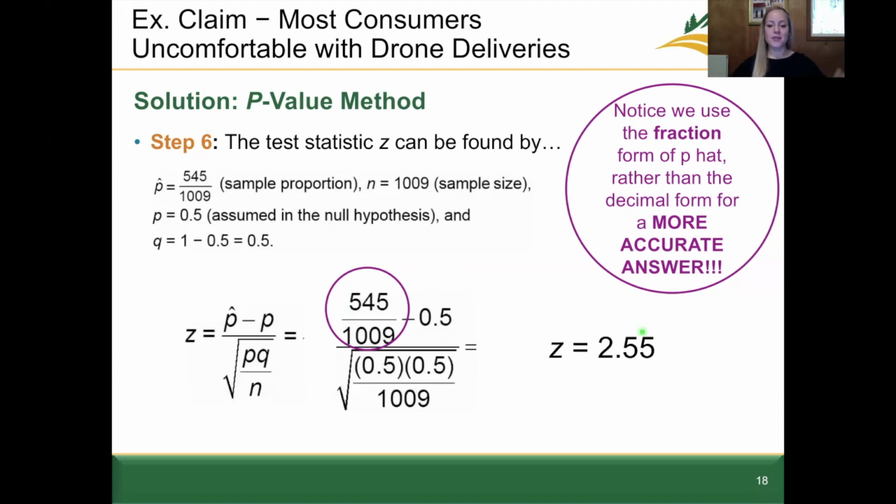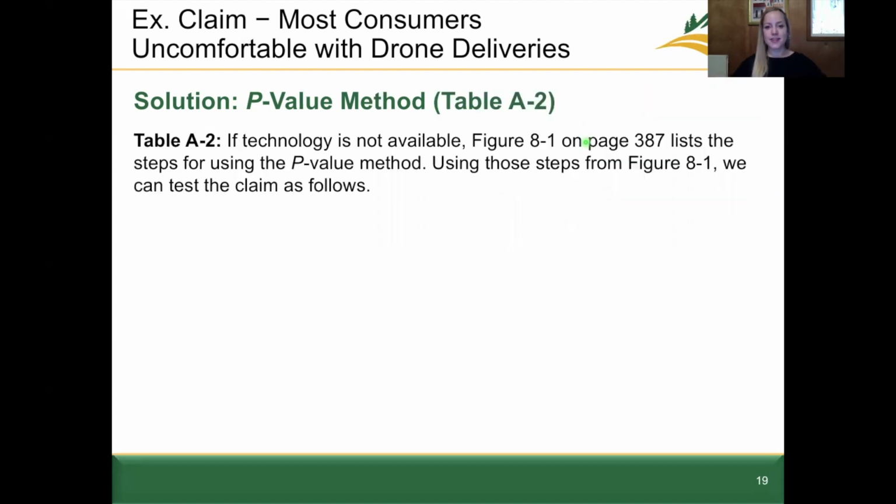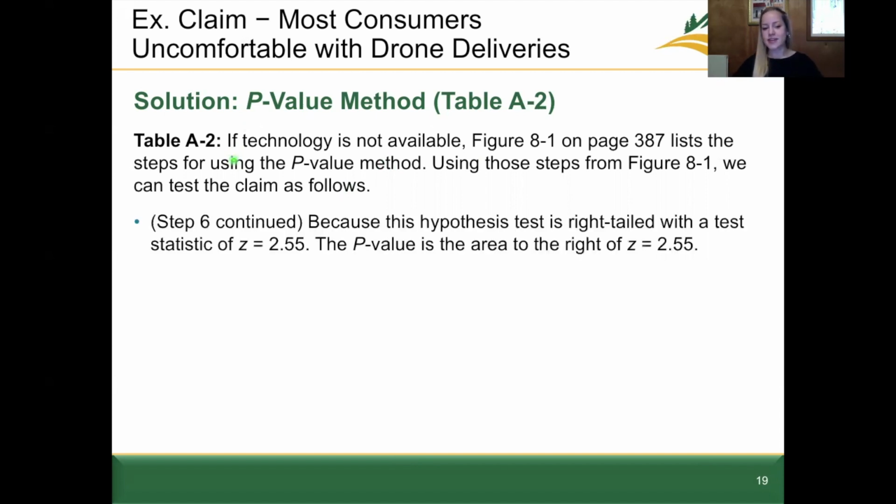Now that we know the z-value of 2.55, we can either use table A2 or Excel, and we'll go through both methods now. If you're referring back to the textbook and you're on page 387 and you go to figure 8.1, that lists the steps for using the p-value method. We're going to use those methods here and use table A2. One thing to connect here is that because the hypothesis test is right-tailed with a test statistic of z equal to 2.55, then our p-value method is the area to the right of z equal 2.55.